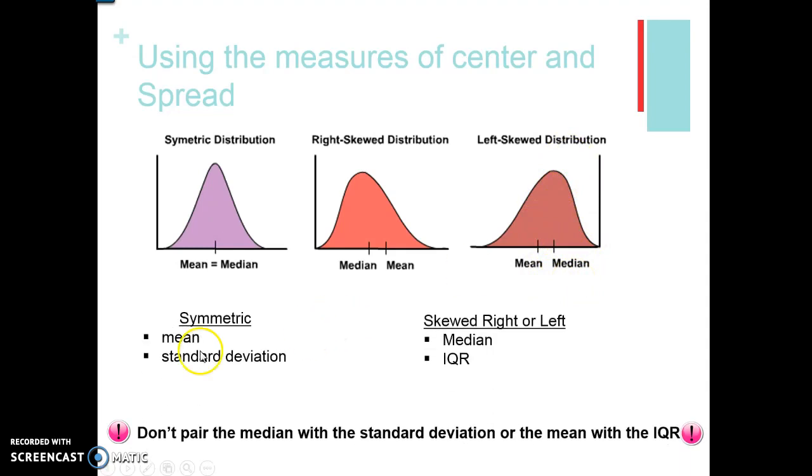So just keep in mind, remember, the mean and standard deviation are going to be with your symmetric ones. Please don't pair the median with the standard deviation or the mean with the IQR. So just make sure you're keeping those separate, okay? Because like I said, the standard deviation doesn't have anything to do with the median, just the mean.